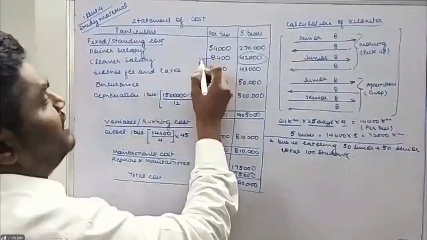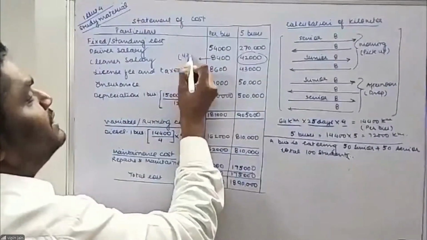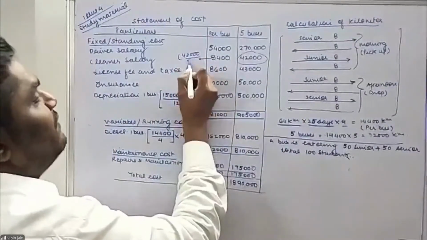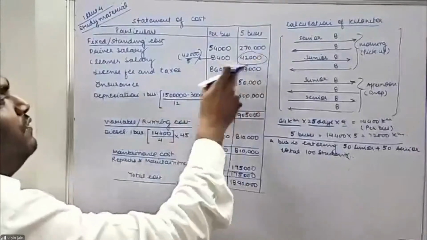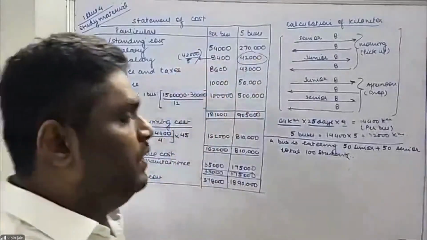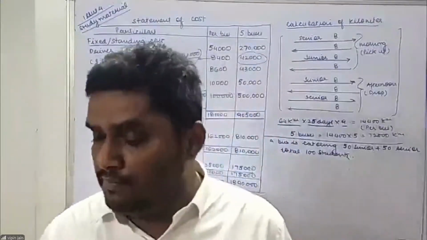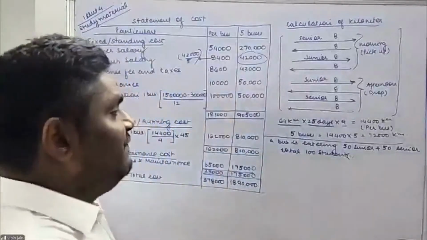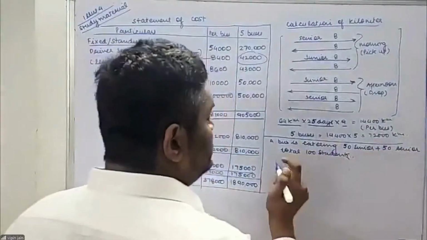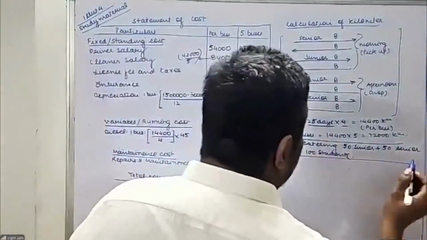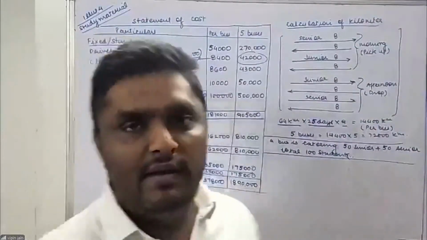8,400. How come? Very simple, my dear. 42,000 is the total cleaner salary for the 5 buses. So for one bus, it is 8,400. The bus is catering 50 junior and 50 senior students, so the total number of students a bus is catering is 100.